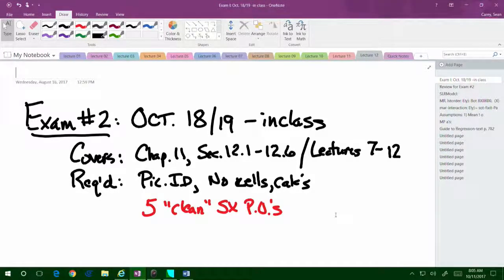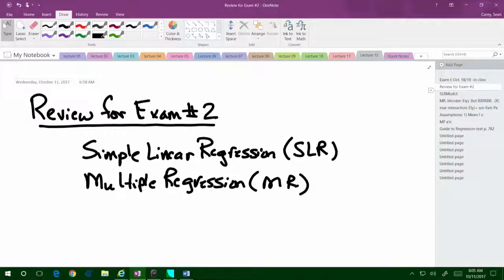Now, that's next week. Let's review for this test. What I'm going to do is, normally I do a review of the previous lecture, and I'm going to do that, but I'm kind of embedding it in this review for the second exam, kind of killing 2 birds with 1 stone. Okay? All right, like we just said, this exam covers the 2 chapters.